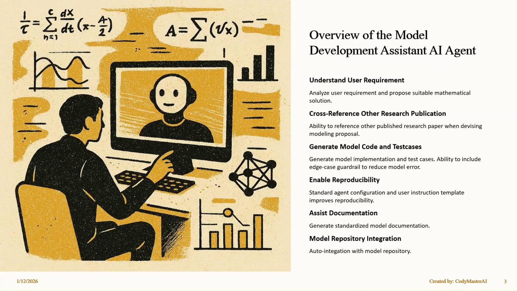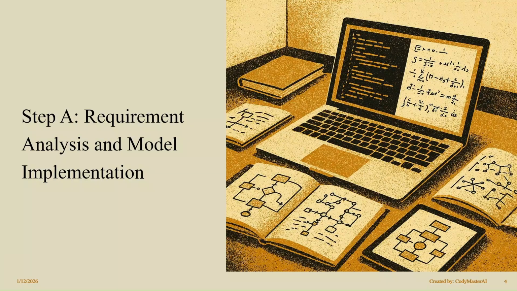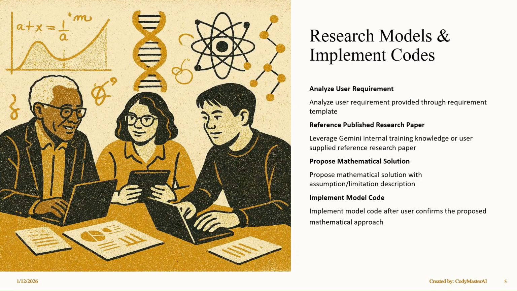The agent also has the capability to connect to a repository such as GitHub and commit relevant model artifacts for future use or review. The agent is set up with a three-step workflow internally. Step A, requirement analysis and model implementation. During this step, the agent analyzes user requirement or reference research paper, proposes mathematical solution, and implements model code once user confirms the proposal. The agent's system instructions are set up with this template.